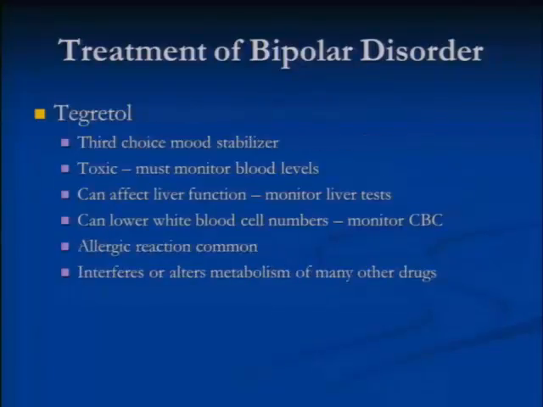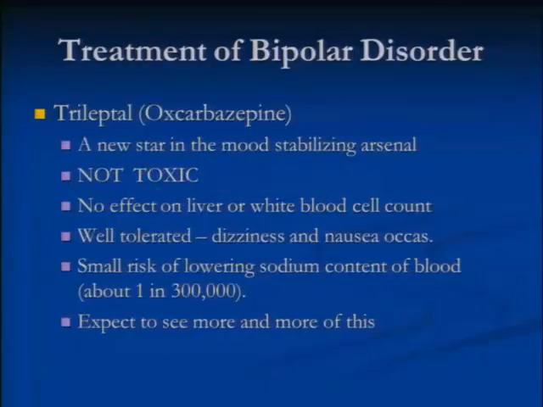Tegretol. Now, according to the American Academy of Child and Adolescent Psychiatry, this is a third-choice mood stabilizer. It's really pretty good. I'd put it long before I'd use Depakote. Trileptal, probably my favorite medicine in the mood stabilizing category. For children, non-toxic, no effect on liver, white blood cell count, well tolerated. If they get dizziness and nausea, it just means I'm going too fast, and so I back the dose down. There's a small risk of hyponatremia, lowering the sodium content. This is more common in kids than it is in adults.